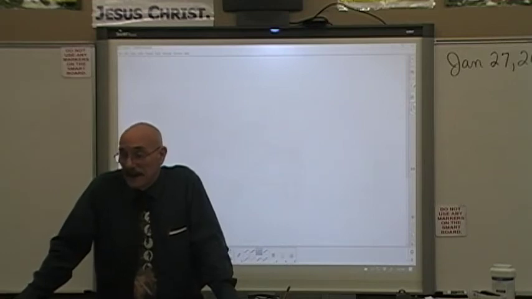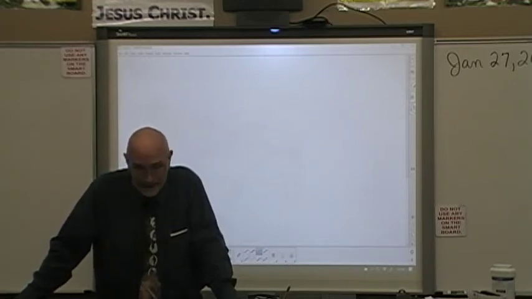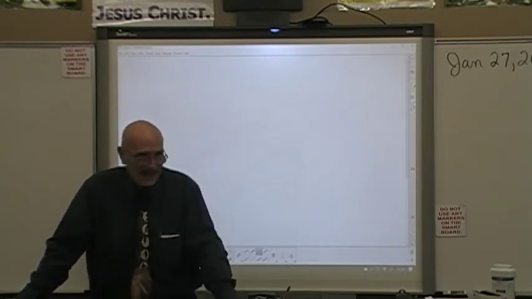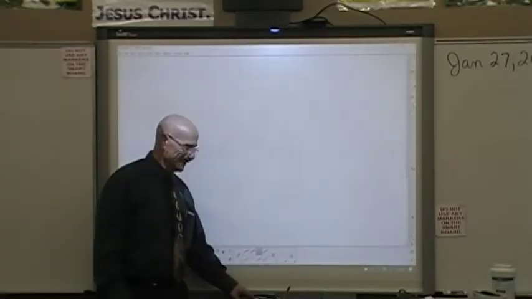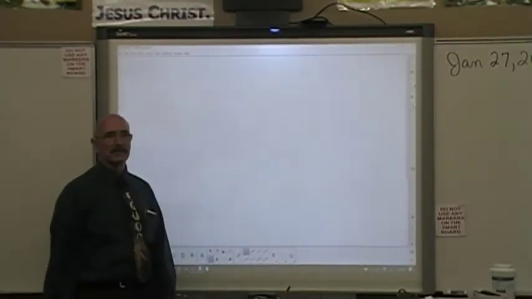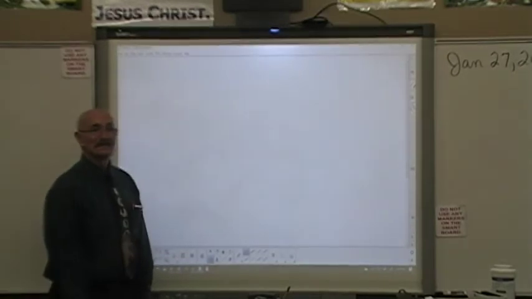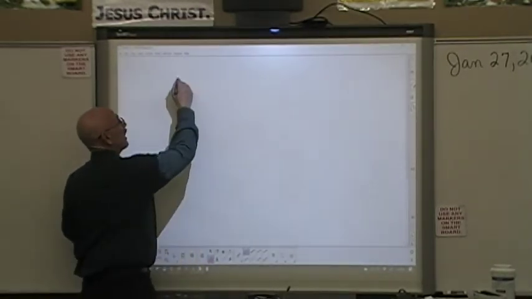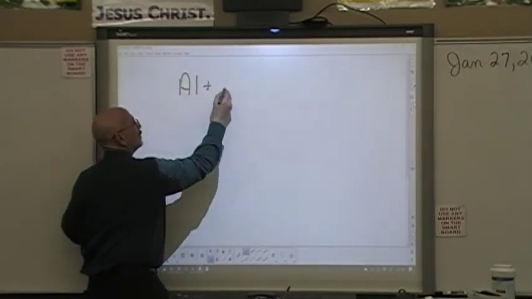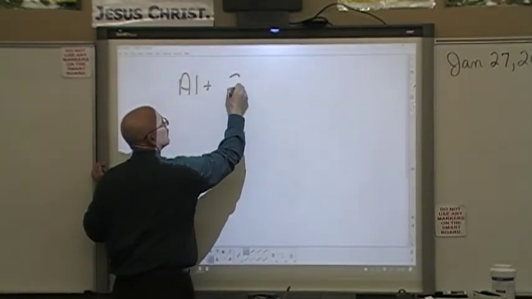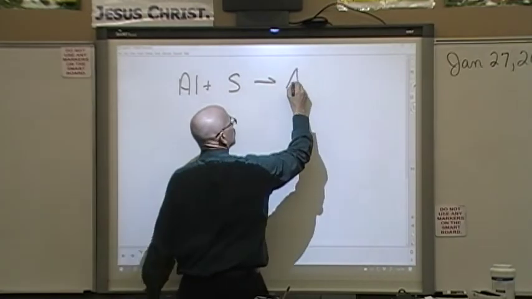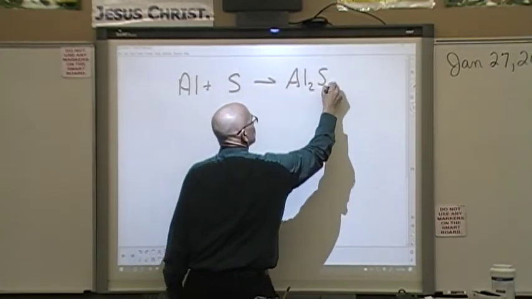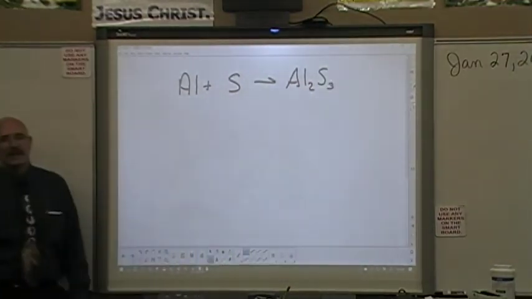The reaction, okay. So I'm expecting you to know how to write this reaction. Somebody tell me what the reaction is. It's really not that hard. Al plus S yields Al. Yeah, it's a synthesis reaction, so we're going to go with Al. Thank you, Mr. Malone. Al plus S produces Al2S3. Ta-da! Now, we do need to balance it.